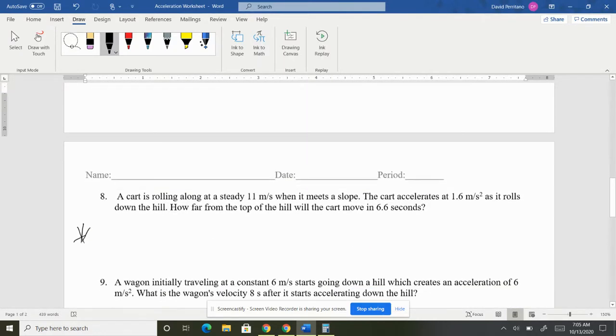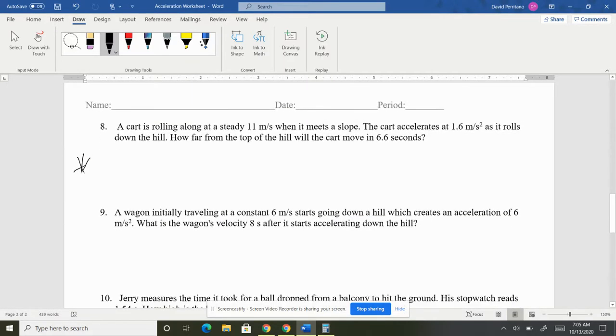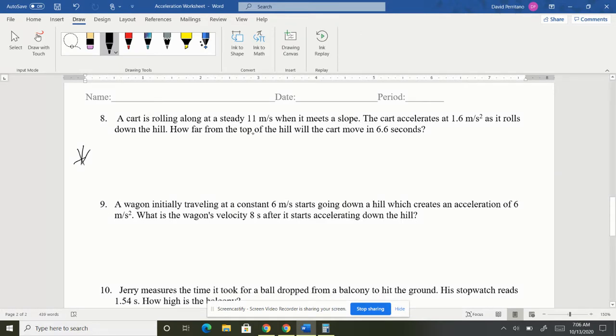We're going to skip down a bit and take a look at number 8 next. Let's read through it together. A cart is rolling along at a steady 11 meters per second. When it meets a slope, the cart accelerates at 1.6 meters per second squared as it rolls down the hill. How far from the top of the hill will the cart move in 6.6 seconds? So we're going to go through the same process where I'm going to underline what's given and then write out a little list.